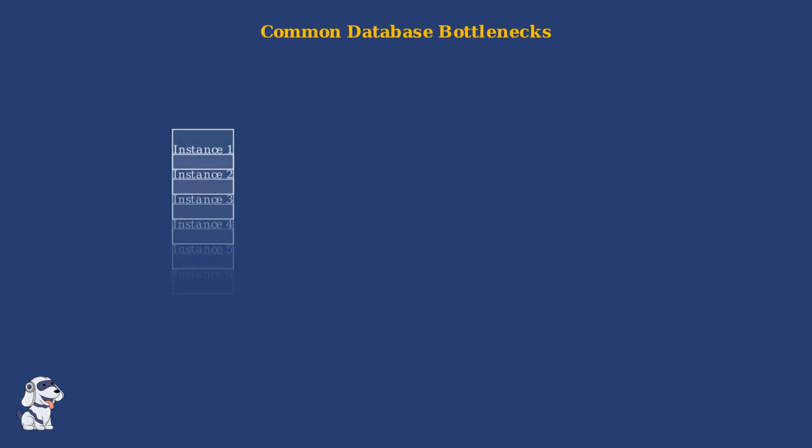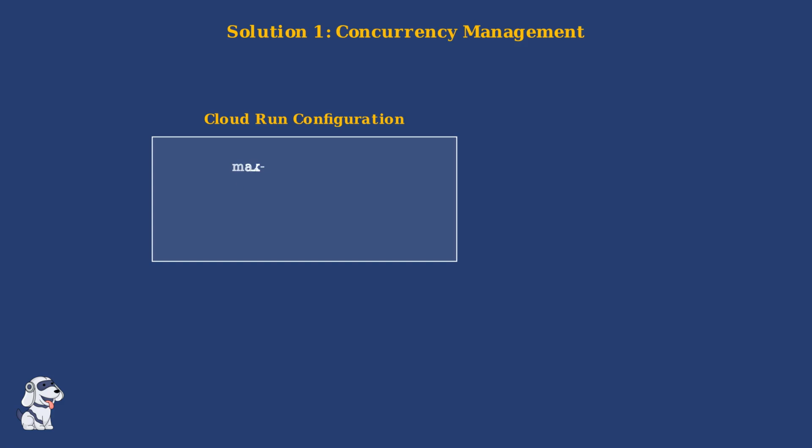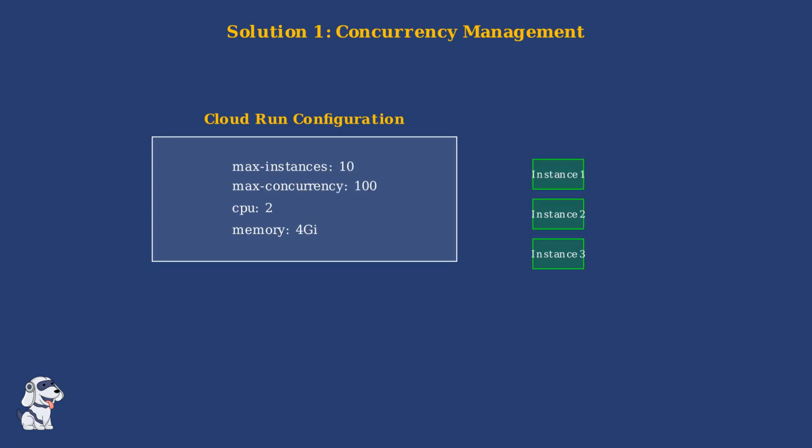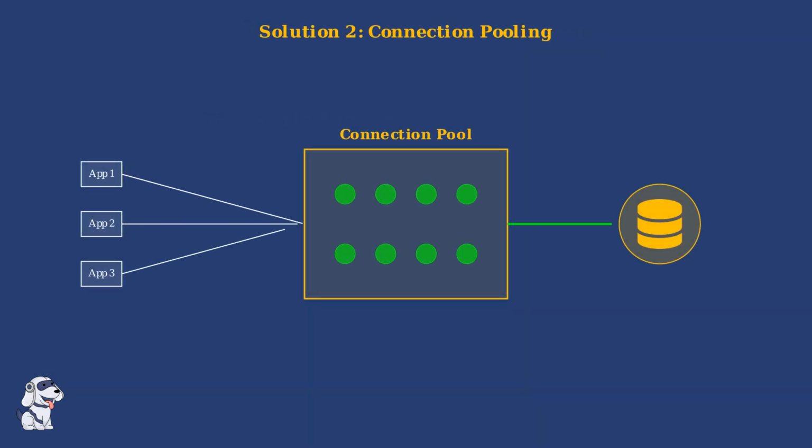In Cloud Run environments, multiple container instances can simultaneously attempt to connect to your Cloud SQL database, creating connection bottlenecks and overwhelming the database with concurrent requests. The first solution is implementing proper concurrency management. By setting max instances limits in Cloud Run, you control how many container instances can run simultaneously, preventing database overload. Connection pooling is essential for efficient database resource utilization. Instead of each application creating direct connections, a pool manages and reuses database connections, significantly reducing connection overhead.